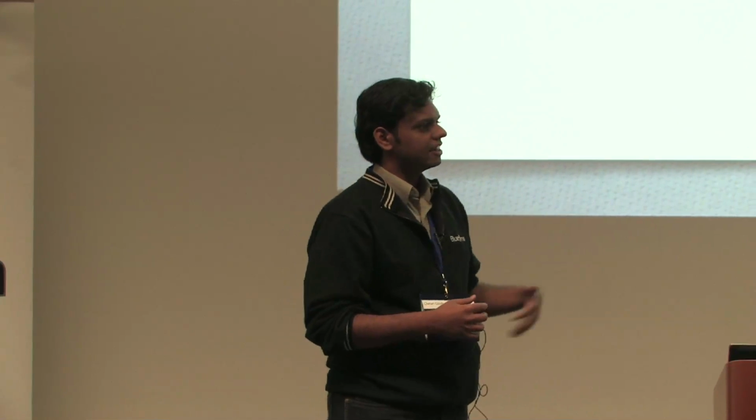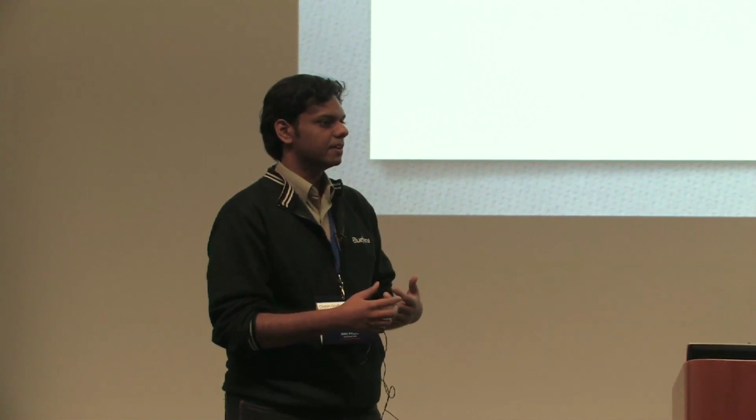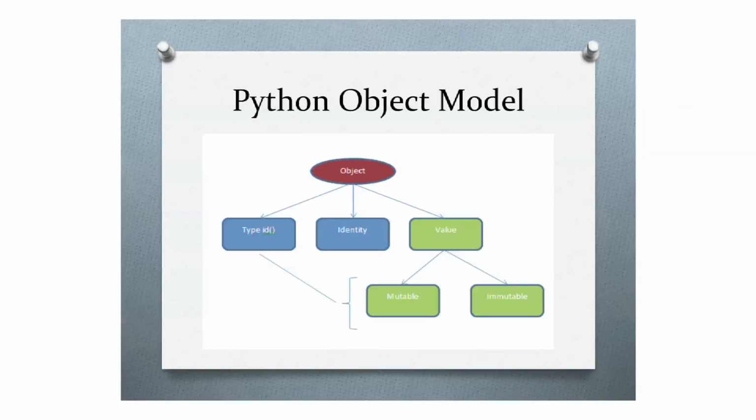So let's go ahead and understand more how these memories are allocated and what are typical problems that we face with this. It's another graphical representation of the same slide that we had in the previous section. An object will have a typical type ID, a runtime ID. When we have identity, we have a value, and the value could be of type mutable or immutable. So let me call upon Vishal to explain the actual memory problems that we face.